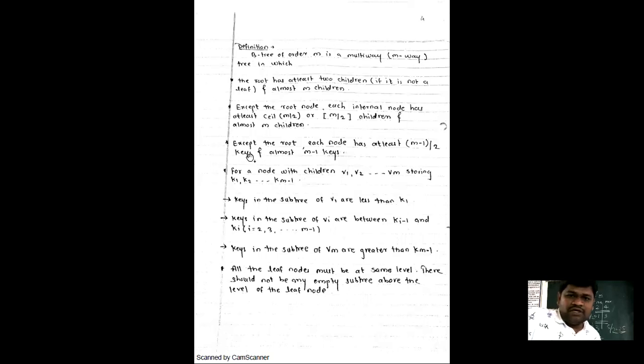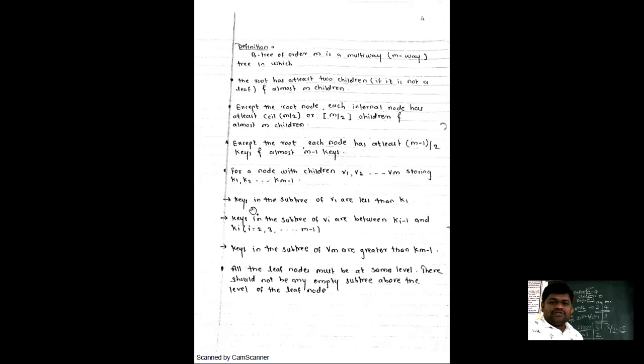Now the third rule: except the root, each node has at least how many keys? M minus 1 divided by 2, and at most M minus 1 keys, right? So these rules you need to remember when you are constructing the B tree. We'll discuss the example.